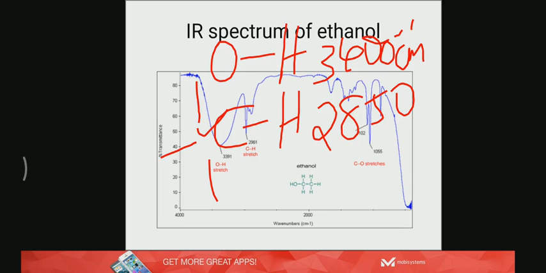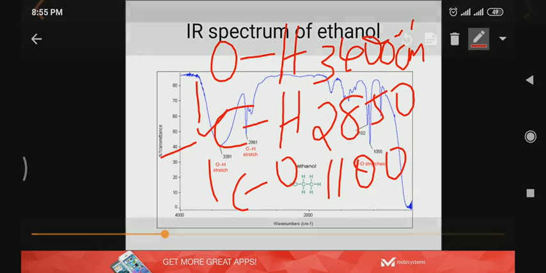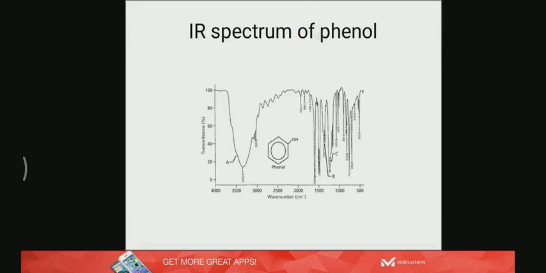But there is another important peak for alcohol, that is C single bond O. That is also there in any alcohol, and that comes around 1100 centimeter inverse. So these are the most important distinguishing peaks of alcohol, any alcohol. Okay, next we take phenol.